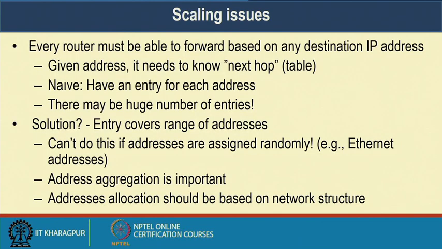So, one thing is that we can't do this sort of thing if the addresses are assigned randomly, right, like the Ethernet address or hardware address which comes from the manufacturer, which we will look at in our subsequent lectures. So, we cannot do this with something which is randomly assigned. Address aggregation is an important aspect which we are looking at. Address allocation should be based on network structure. So, I can aggregate addresses provided that it is in the network structure.